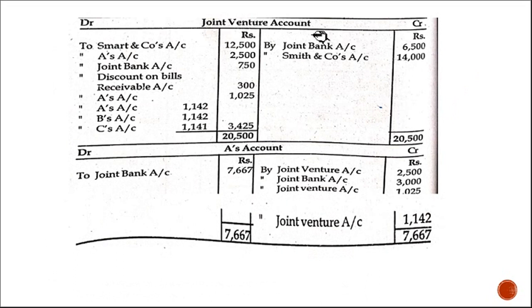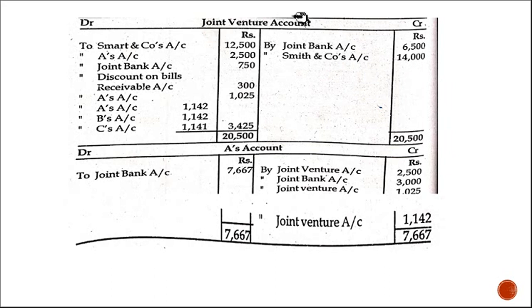Let us prepare the joint venture account. The same journal entries should be transferred to the ledger accounts. So joint venture account debtor to Smart and Company 12,500, to A's account 2,500, to joint bank account 750, to discount on bills receivable 300, right? By joint bank 6,500, by Smith and Company 14,000. You know how to post the journal to ledger, right?